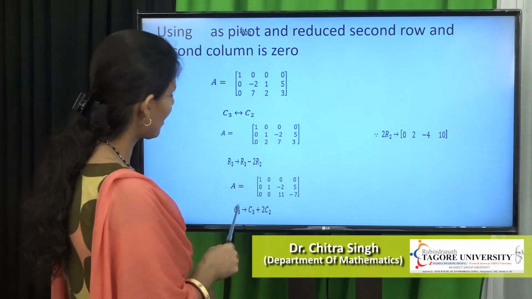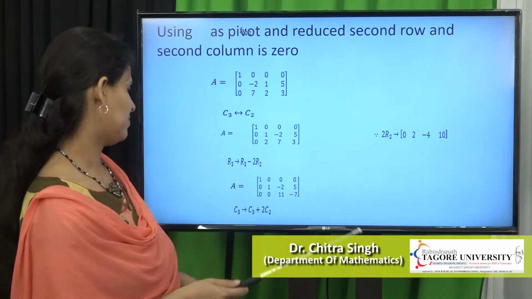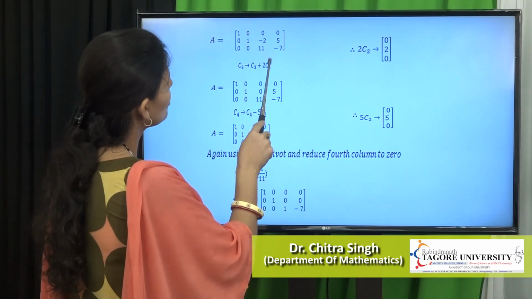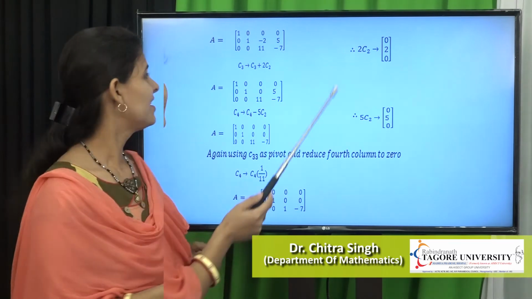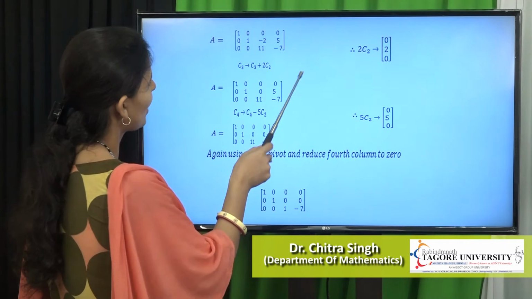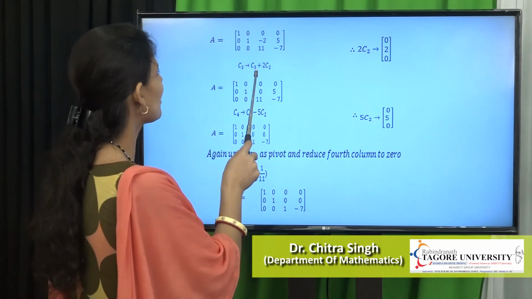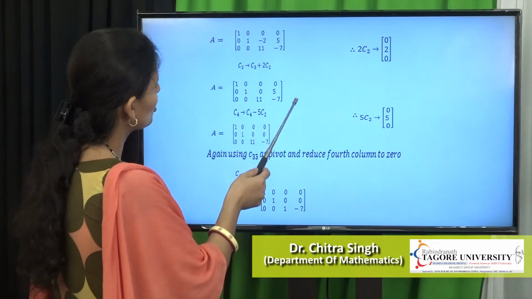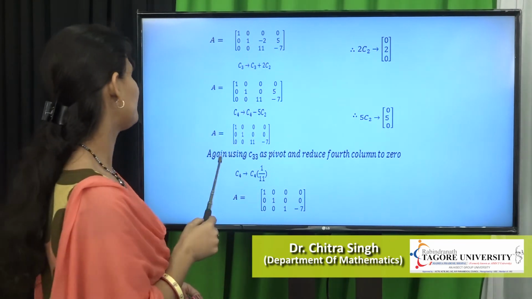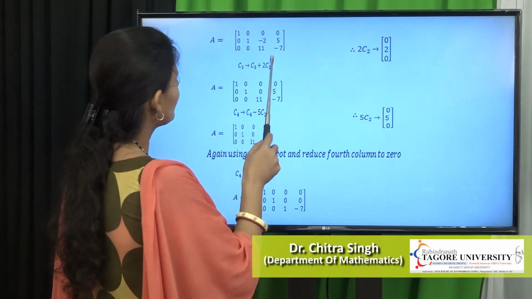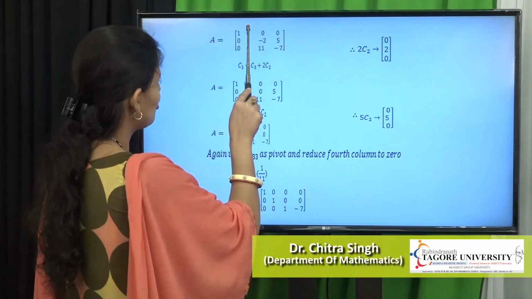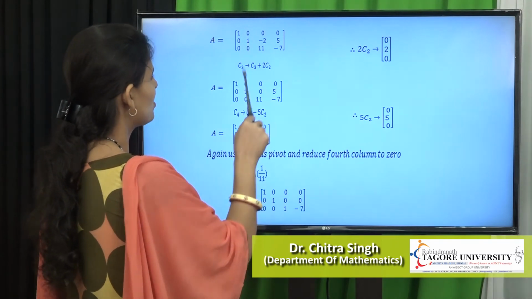Again use C3 tends to C3 plus 2C2. A equals 1, 0, 0, 0, 1, minus 2, 5, 0, 0, 11, minus 7. Use the operation C3 tends to C3 plus 2C2, because you also prepare column C3 to be 0, 0. So then use the operation C3 plus 2C2. So 2C2 is this, 0, you multiply by 2, to get 0, 2, 0.